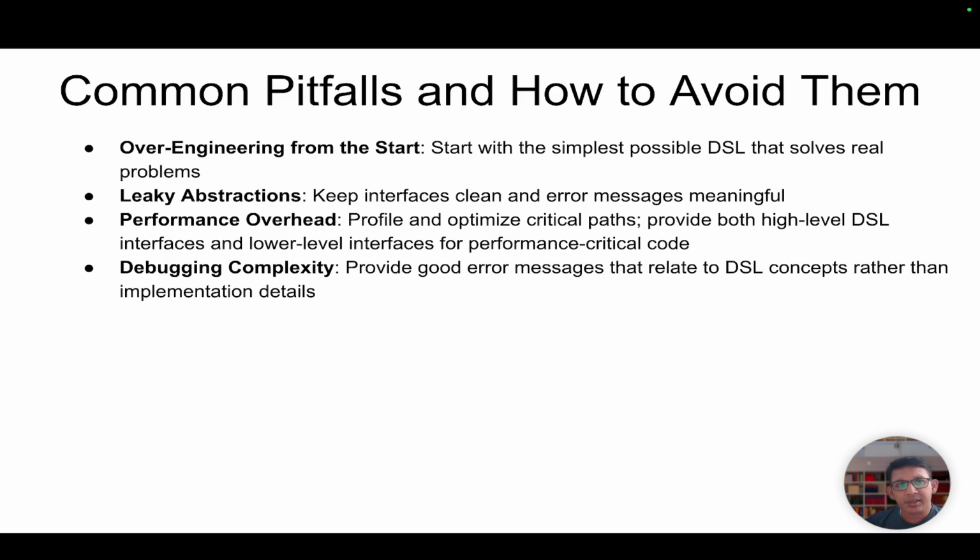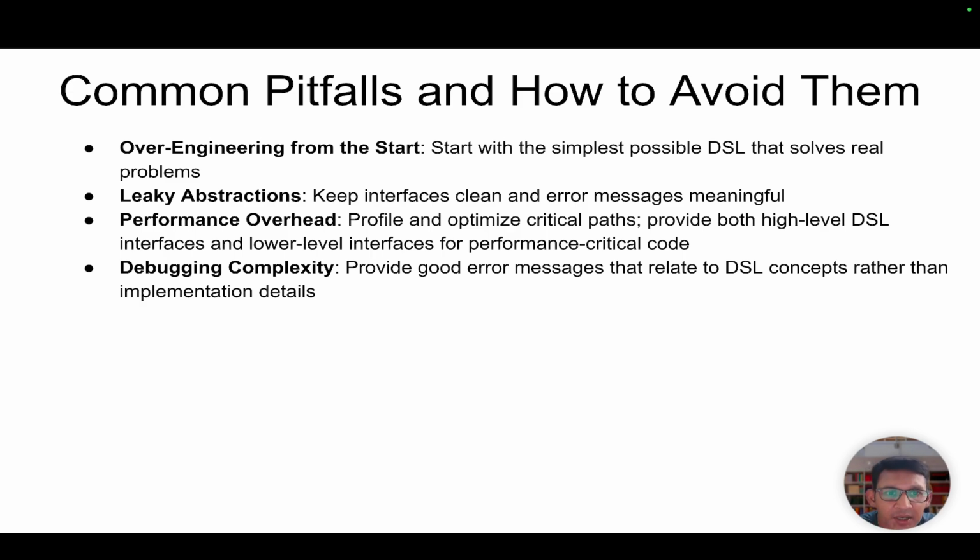Deep abstraction layers can make debugging more difficult because the stack trace doesn't directly correspond to the user's mental model of what's happening. When something breaks in a deeply nested combination of wrappers and combinators, it can be hard to trace back to the original problem. It's imperative to provide good error messages that relate to DSL concepts rather than implementation details.